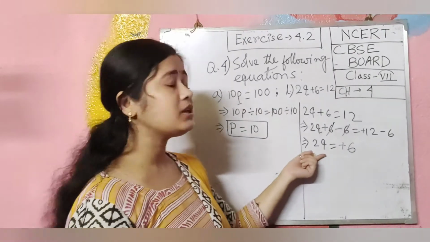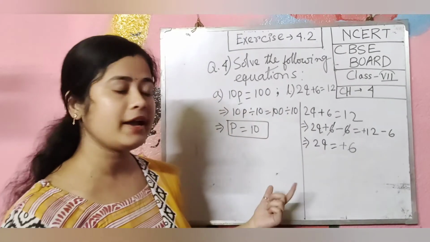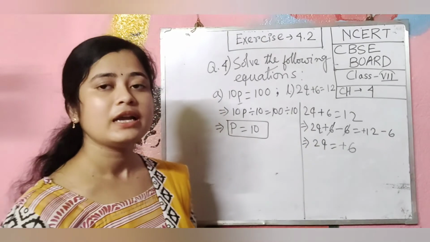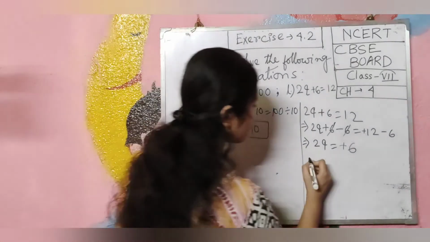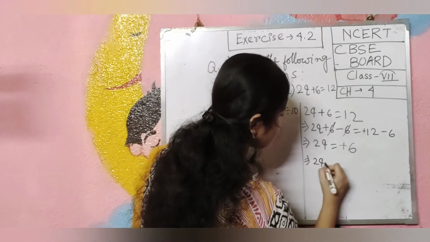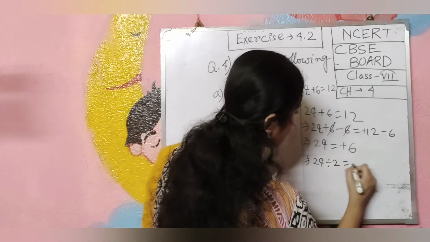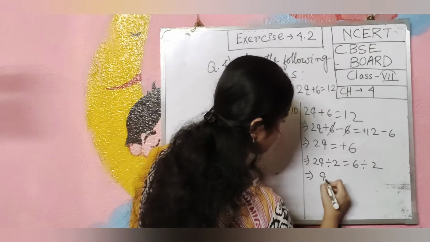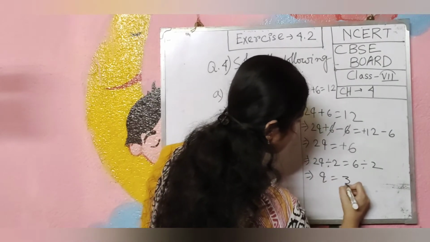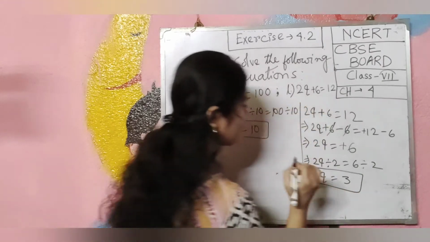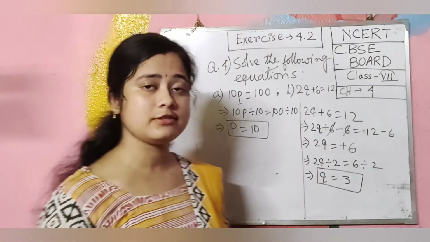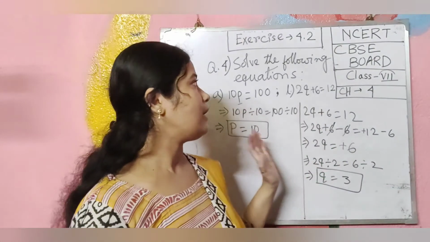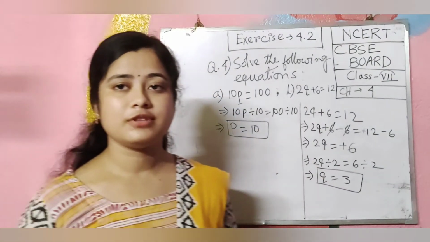Now we see with the variable 2 is multiplied. Multiplied by 2, the opposite form is what? Divided by 2. So what will I do? 2q divided by 2 on both sides. Okay. So what will the answer be? Here will be q and here will be 3. So the value of the variable is 3. 3 is the value of this equation, and like that you have to solve the equation.